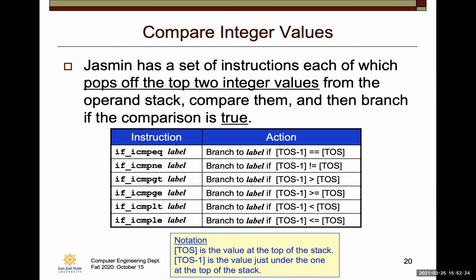So you pop off the 2 values, do the comparison based on the instruction, and if the comparison is true, you branch to the label.